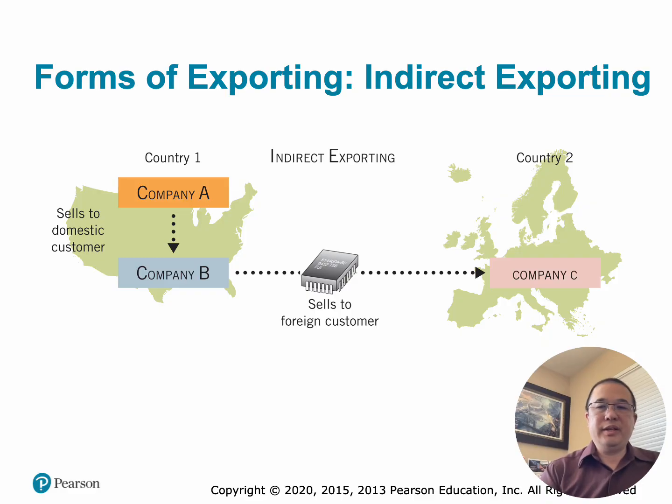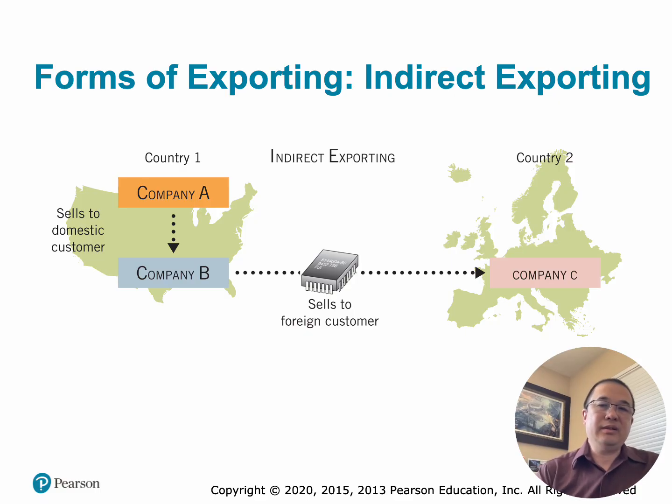This diagram explains indirect exporting, one of the simplest ways for a company to enter foreign markets. So what is happening? Company A manufactures a product in country 1, the United States in the diagram. Instead of selling directly to customers overseas, Company A sells the product to Company B, a domestic intermediary or export company. Company B then exports the product and sells it to Company C, the customer or distributor in country 2, Europe in the diagram.